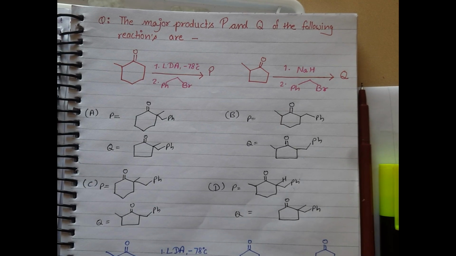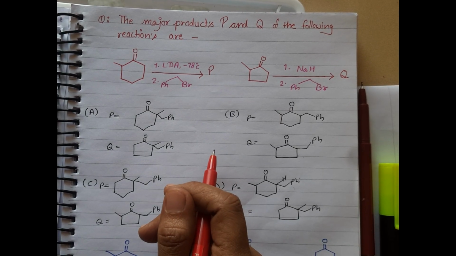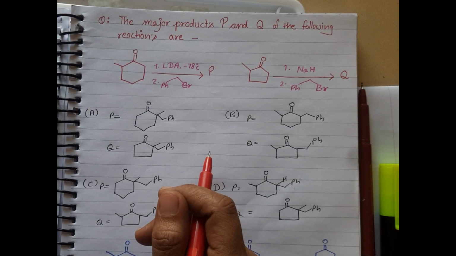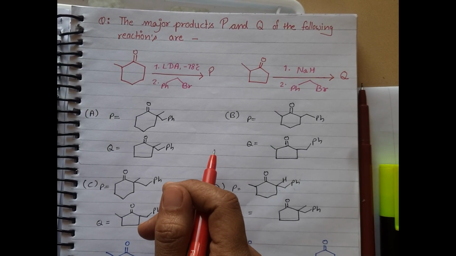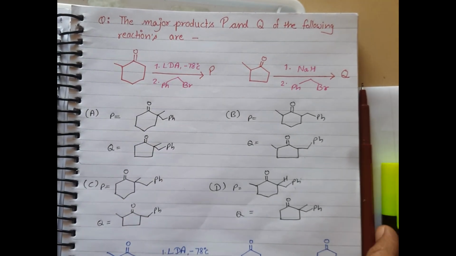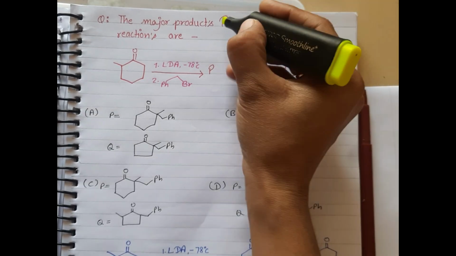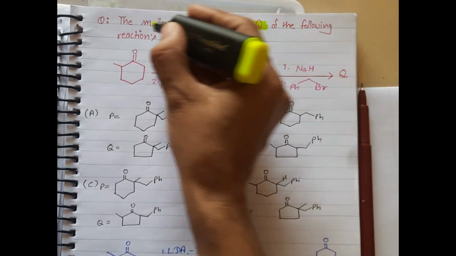Hello everyone. Today we start this question. This question came in IIT JAM 2025. The question asks about major products P and Q.